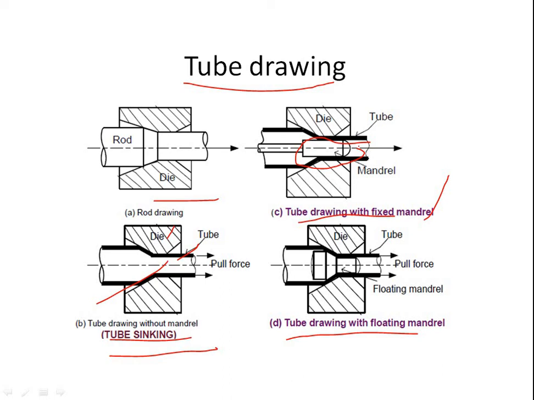In operation, initially the end at the pulling side is tacked and inserted through the die. It is then gripped by the dog in the draw bench. The mandrel is inserted through the tube and its back end is anchored to its support. The tube is drawn through the annulus between the die and the mandrel. The gap between the mandrel and the die surface decides the diameter to be drawn. These are the things with fixed mandrel.